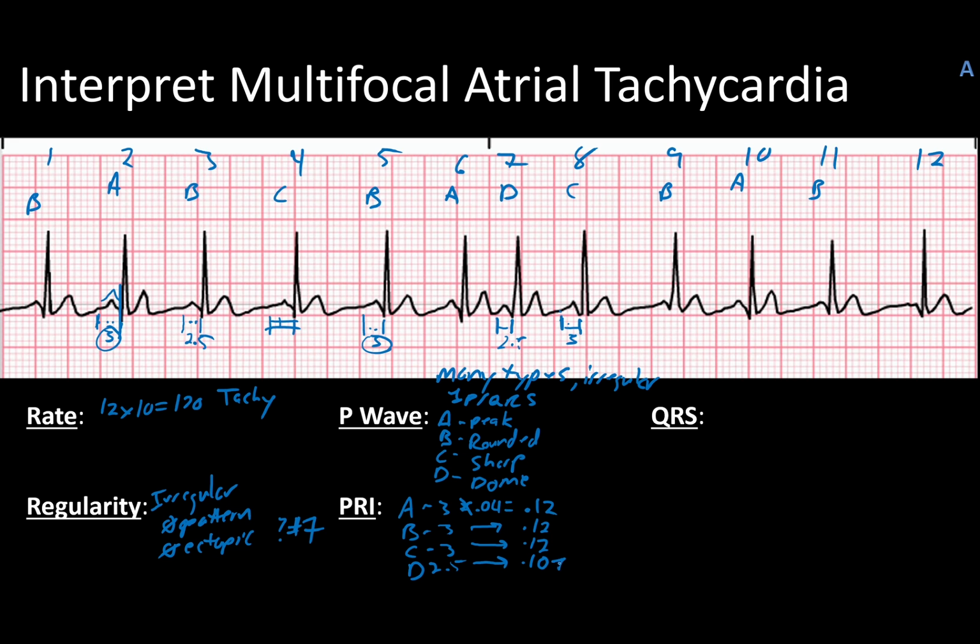Which is actually short, so that's something to be a little concerned about. But if you think about, again, multifocal atrial tachycardia, these beats can come from anywhere. So this one may have actually originated right next to the AV node and significantly shortened the AV node's ability to cause a delay before it's conducted through. Last but not least, we'll talk about our QRS, and those are all pretty well identical.